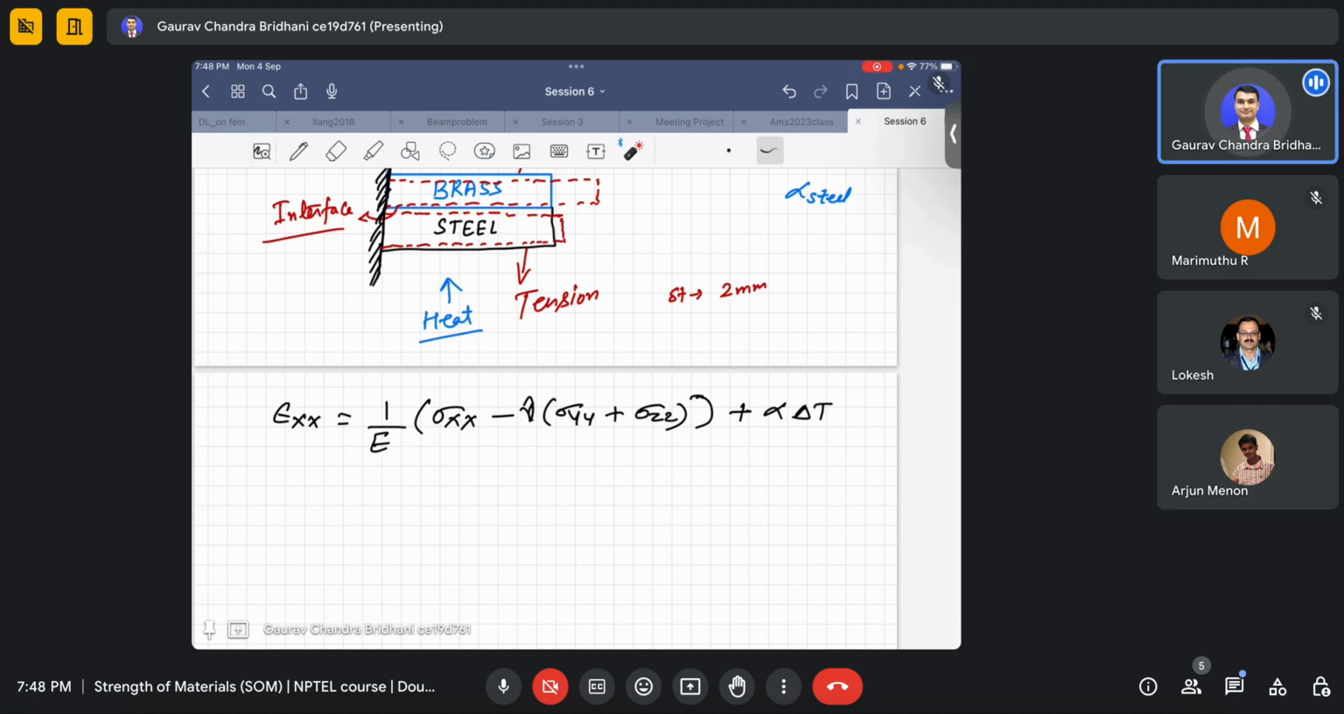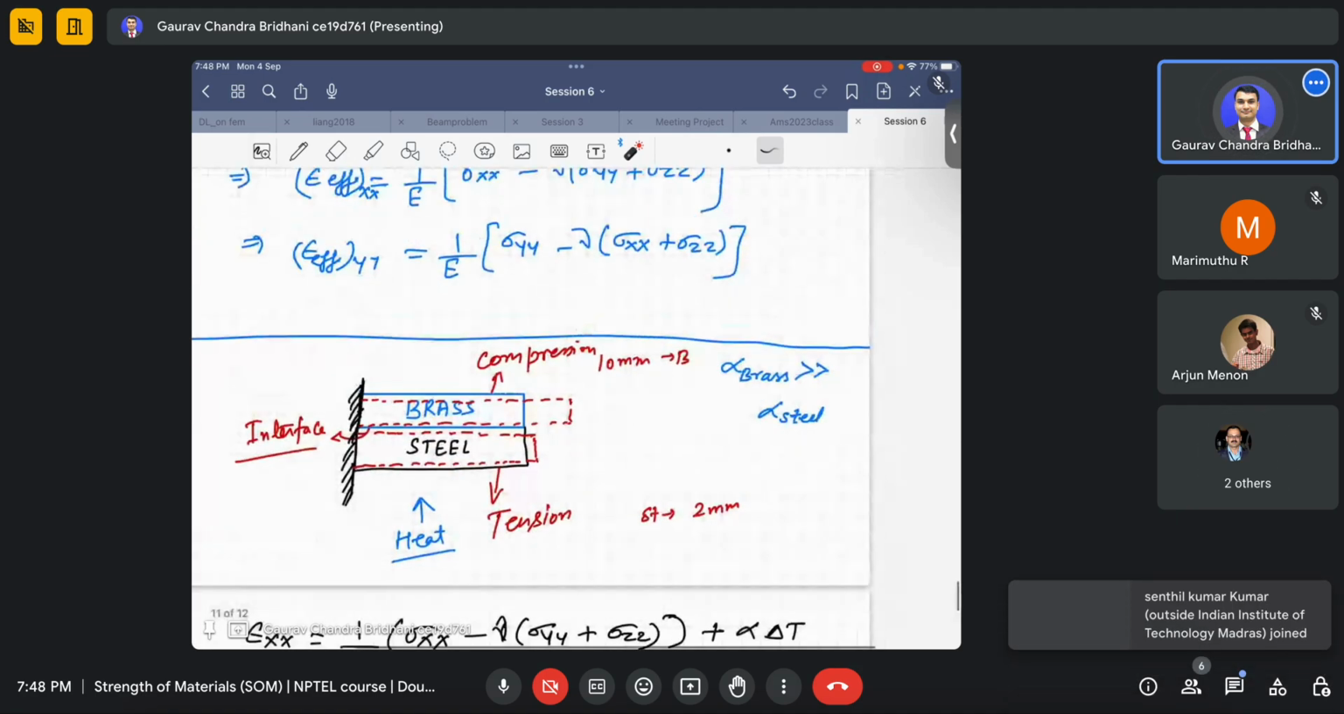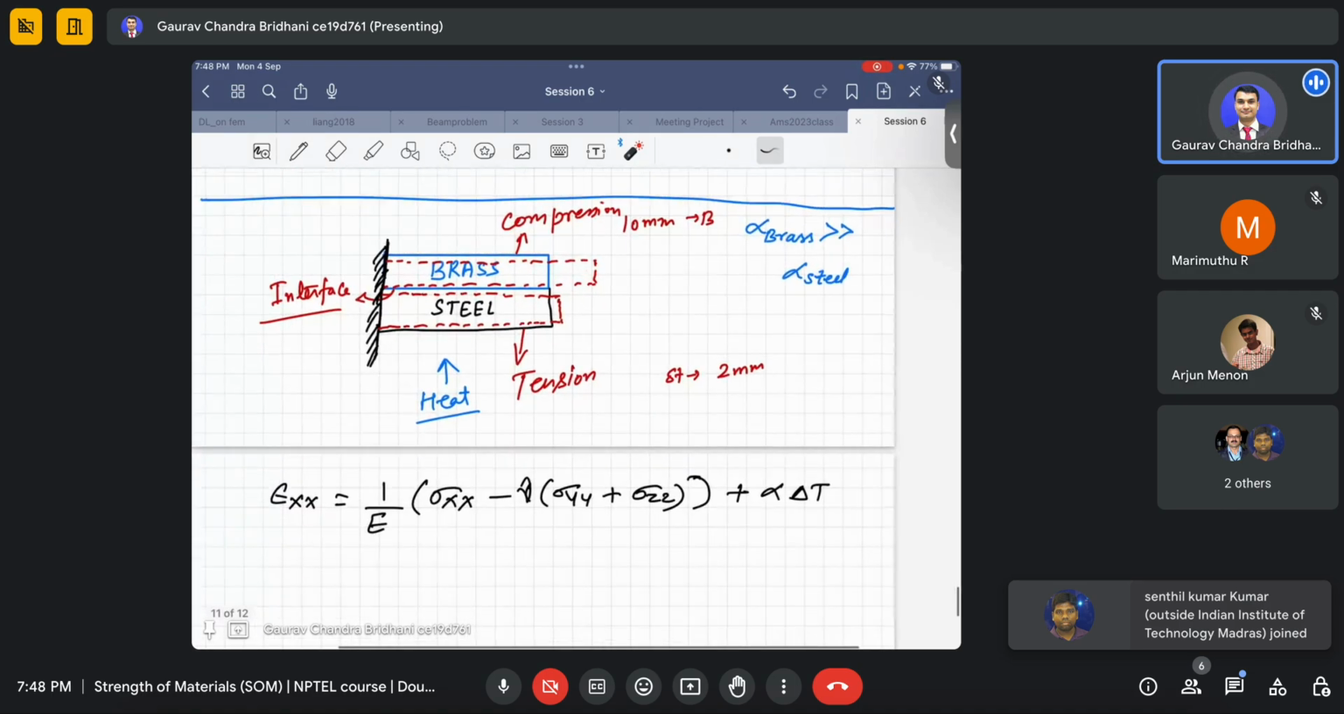No, see, that's what I am saying. The sigma xx, as I told you last time, until the sigma xx increases above some limit, or the thermal strain increases above the required value, it won't cause any thermal stress. You know that this is a case of free expansion.